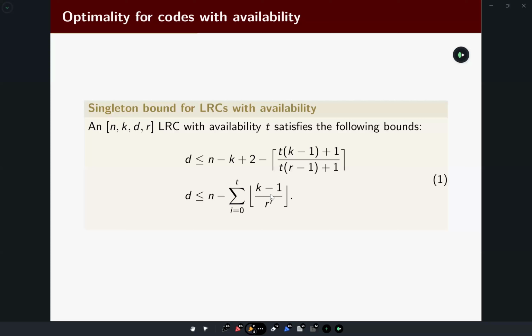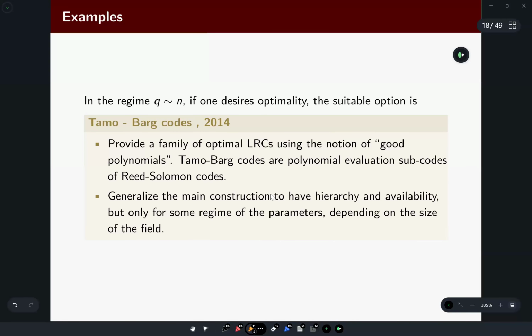Singleton bound for locally recoverable codes with availability. Again, I don't want to waste too much time here. It's just another two bounds that can be attained. Now, let's start looking at the construction.